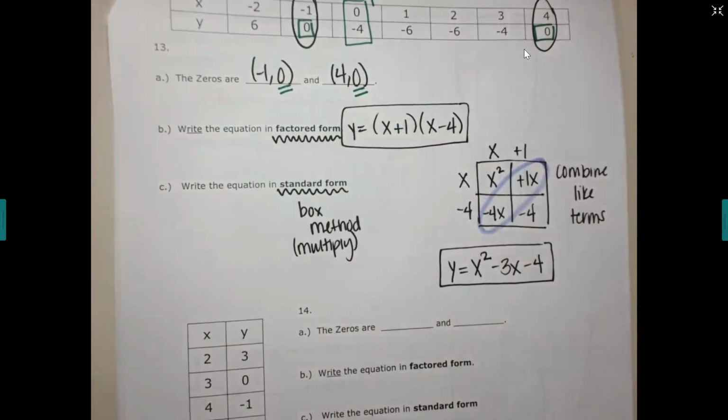Okay, go ahead and take a look at that, see if that all makes sense. So 13 and 14 are very similar. Now we're moving on to the back side of that page, please.